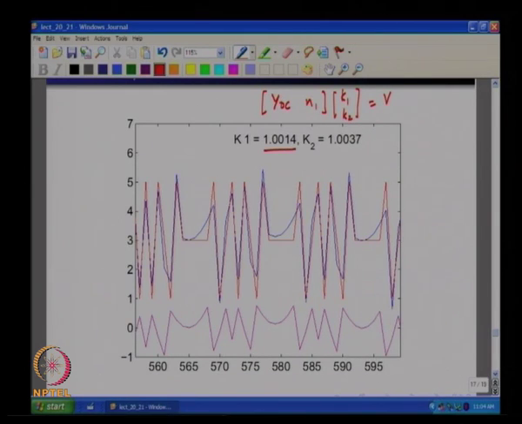So K1 turns out to be 1.0014, K2 happens to be 1.0037, and why do you think this makes sense? Or does this make sense at all? I mean, why?